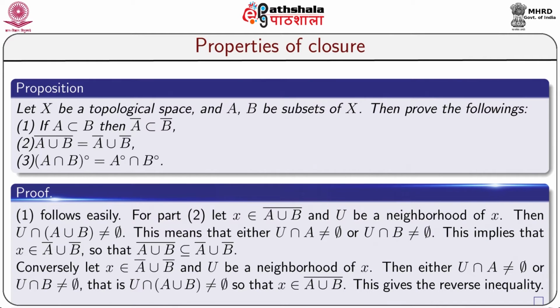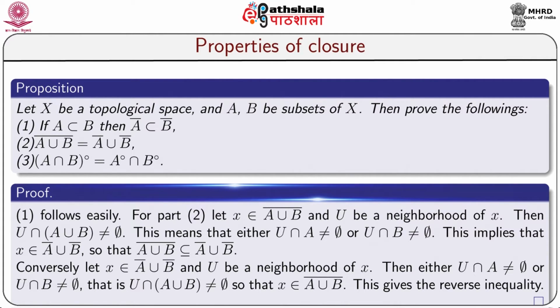One is obvious. For part 2, let us consider x belonging to the closure of A union B and let U be an open set containing x. Then by definition, obviously U intersection (A union B) is non-empty. This means that either U intersection A is non-empty or U intersection B is non-empty. This implies that either x is a limit point of A or x is a limit point of B. That means x belongs to A bar union B bar.